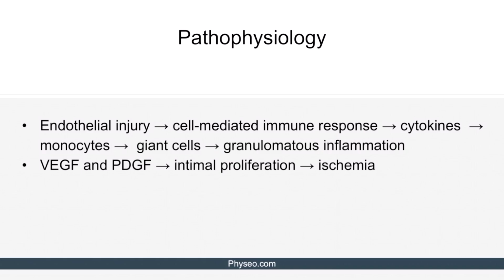Let's talk about the pathophysiology. While the initial inciting event is typically unclear, injury of the endothelial lining of large vessels induces a cell-mediated immune response, resulting in cytokine release. This attracts more inflammatory cells, including monocytes. These monocytes, under the influence of cytokines, turn into giant cells, and granulomatous inflammation ensues, hence the name giant cell arteritis. Now, these giant cells secrete various growth factors and cytokines, including VEGF and PDGF. And these contribute to intimal proliferation, resulting in obliteration of the arterial lumen and tissue ischemia. So think of that intimal layer of the artery just closing in. So naturally, ischemia would ensue.